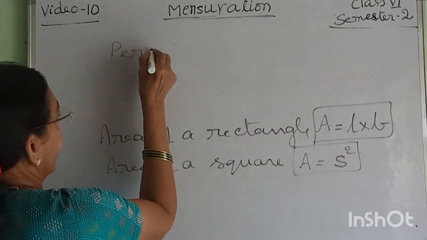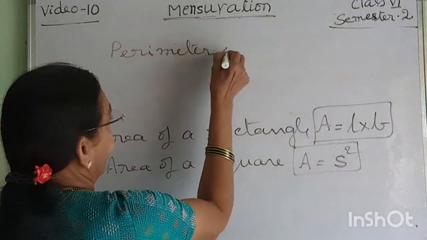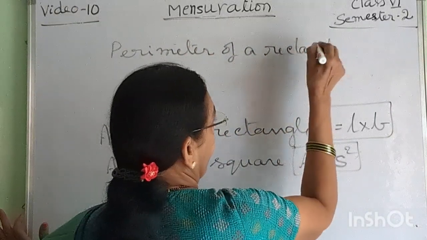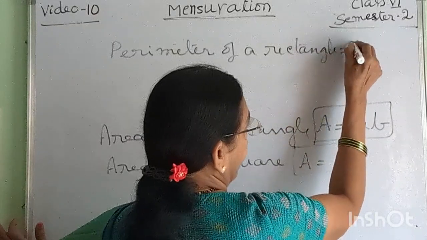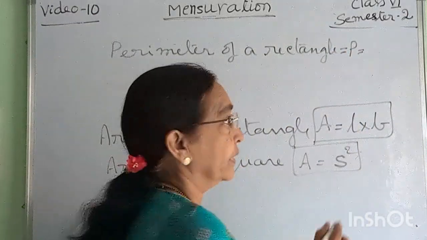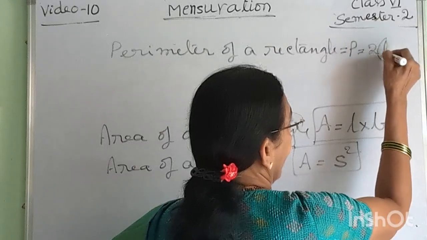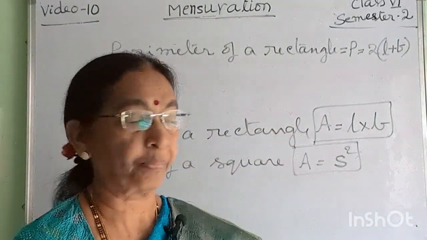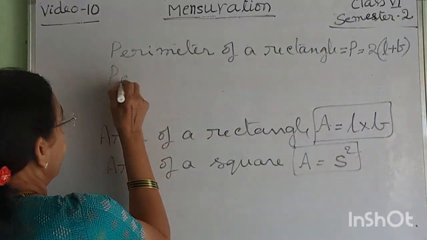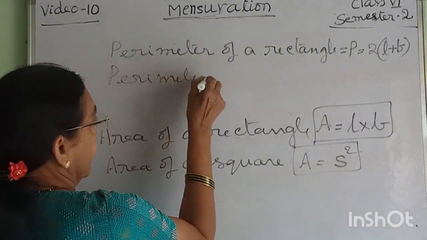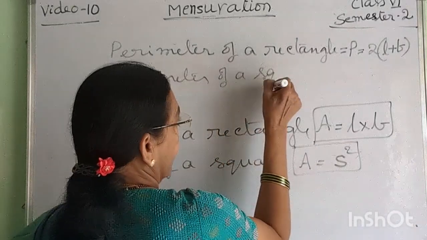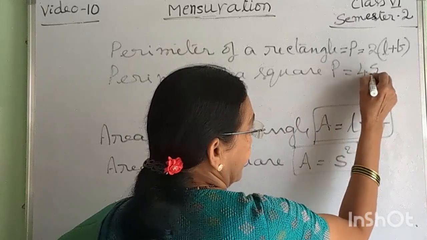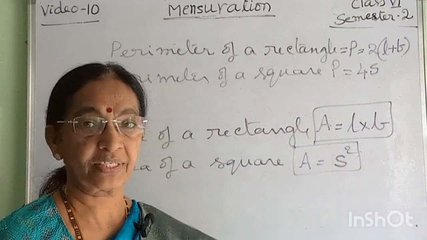Perimeter of a rectangle is equal to, perimeter is generally denoted by P. P is equal to 2 into (L plus B). Perimeter is 2 into (L plus B). Next, perimeter of a square is equal to 4S. Perimeter of a square is 4S.